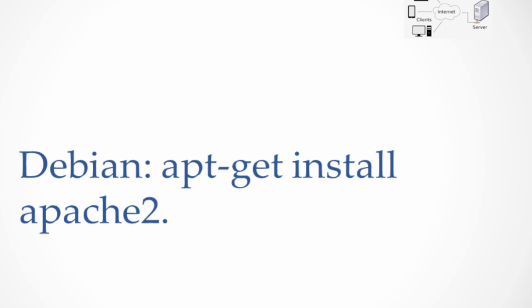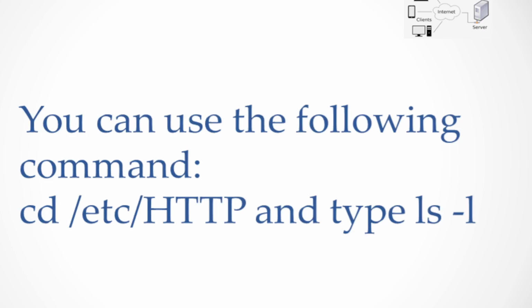Where to configure the directories of Apache server? You can configure using the following command. The command is like this: cd, change the directory, etc httpd, then type ls -l.